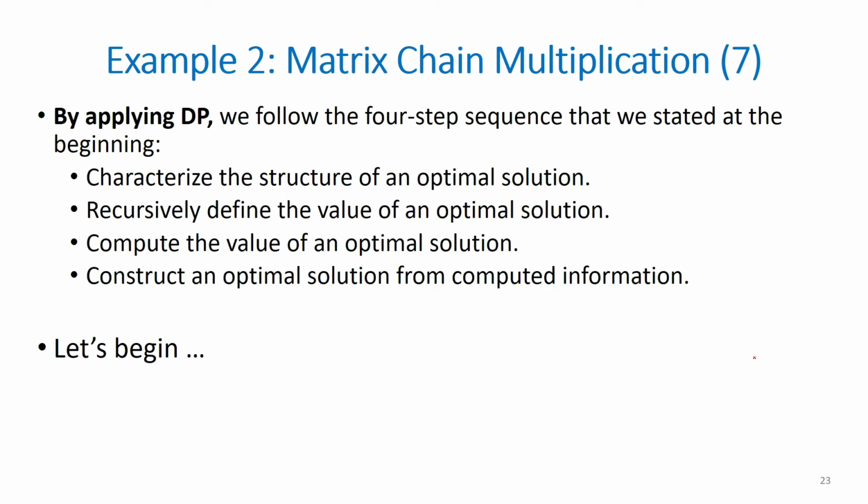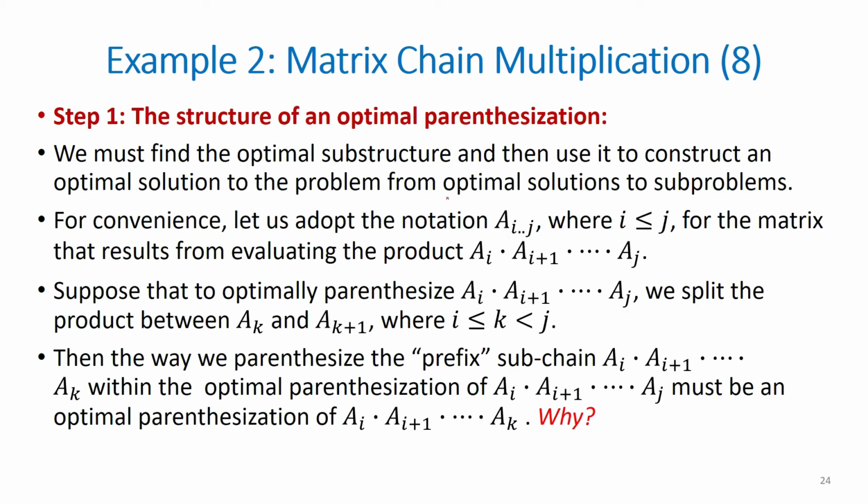Now it's time to look at the DP approach to this problem. We will gradually explain the process by following the 4 steps we mentioned at the very beginning that define the DP approach. In step 1, we need to define the structure of an optimal parenthesization. That is, we should find the optimal substructure first and then use it to construct the optimal solution to the original problem. Suppose we have already evaluated some subchain of matrices, say Ai to Aj, where Ai..j represents this subchain as shown over here.